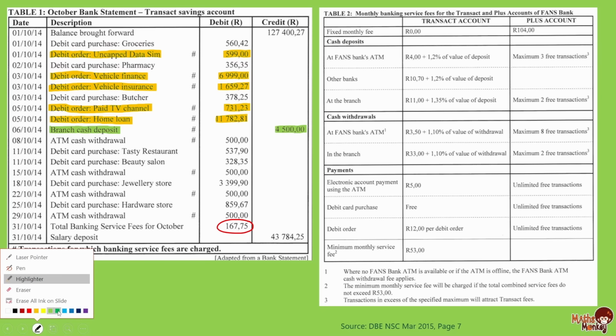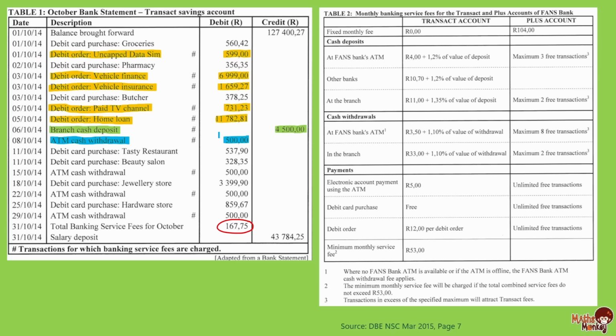Then the next one, okay, this is an ATM cash withdrawal. This also has a hashtag next to it. So again, I'm just highlighting all of the information that's going to be charged for. Everything that I've highlighted has a hashtag, and the different colors represent the different types of transactions. I've highlighted all the ATM cash withdrawals in blue, the branch cash deposit in green, and all the debit orders in orange.